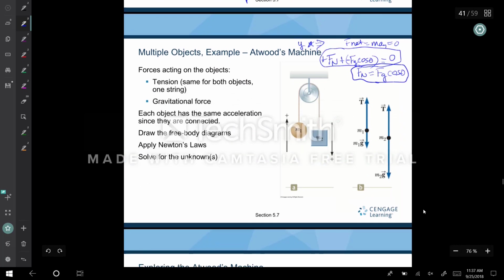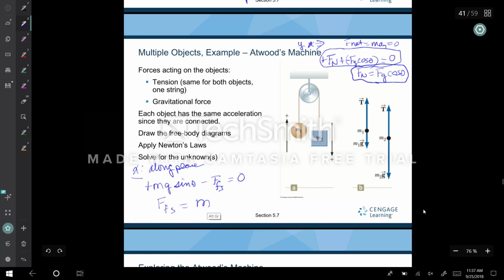How about the x direction? Along the plane. I'm going to have plus mg sine theta minus force of friction, static, equals 0. So this tells me that to keep the object at rest, my static force of friction has to have a magnitude of mg sine theta.